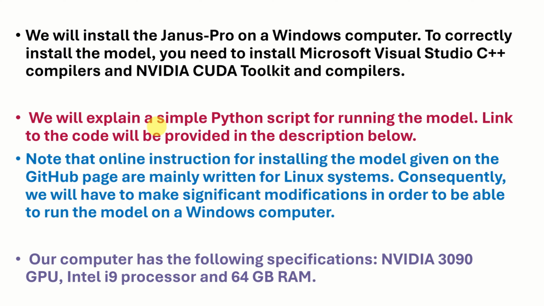Note that online instructions for installing the model given on the GitHub page are mainly written for Linux systems and for Linux users. Consequently, we will have to make significant modifications in order to be able to run the model on a Windows computer. And before we start, here are our computer specifications. We are running the model on NVIDIA 3090 GPU, Intel i9 processor, and 64 GB of RAM. And as you will see later on, it takes no more than several seconds to generate the response once the model is properly loaded in the computer memory. Okay, that's it. This was the introduction, and let's start with installation instructions.